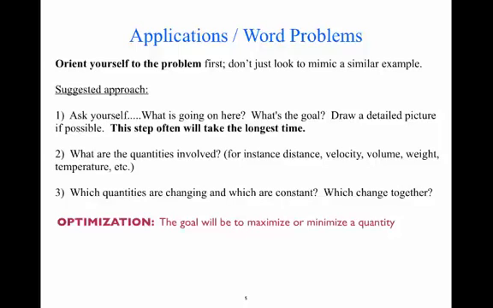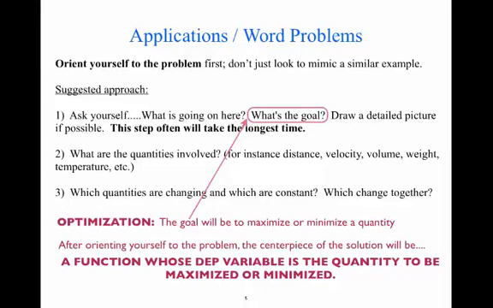For optimization problems, the goal that we talked about in step 1 will be to maximize or minimize a quantity. That's what we're talking about here. And again, to repeat: after orienting yourself to the problem, the centerpiece of the solution will be a function whose dependent variable is the quantity that we want to maximize or minimize. And I will keep repeating it until that is your focus. So you're going to orient yourself to the real world situation. And then as you embark on the solution to an optimization problem, your focus is this function whose output is that quantity we want to maximize or minimize.